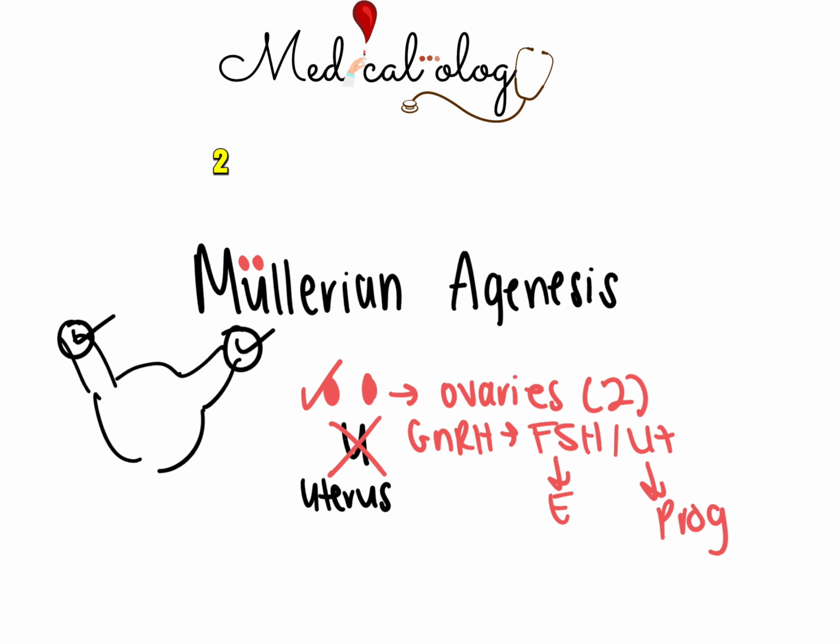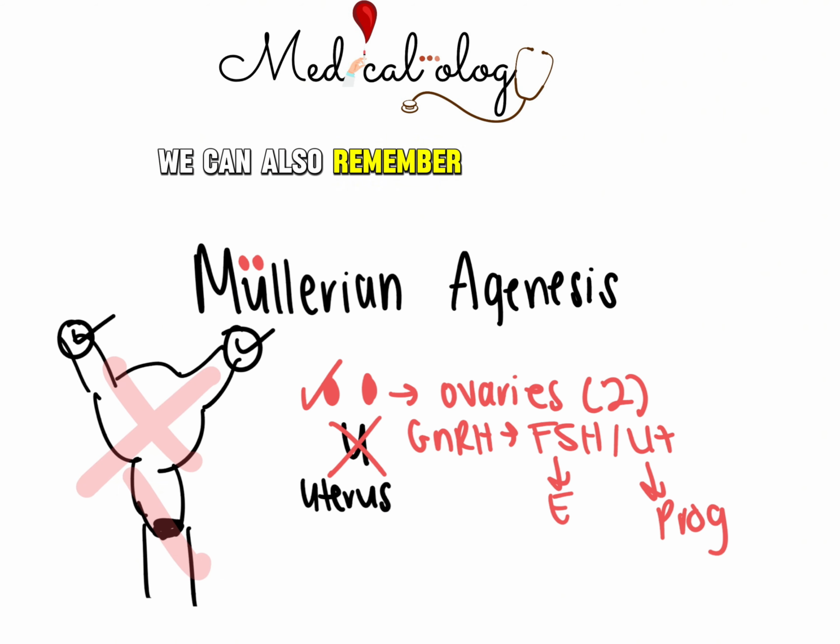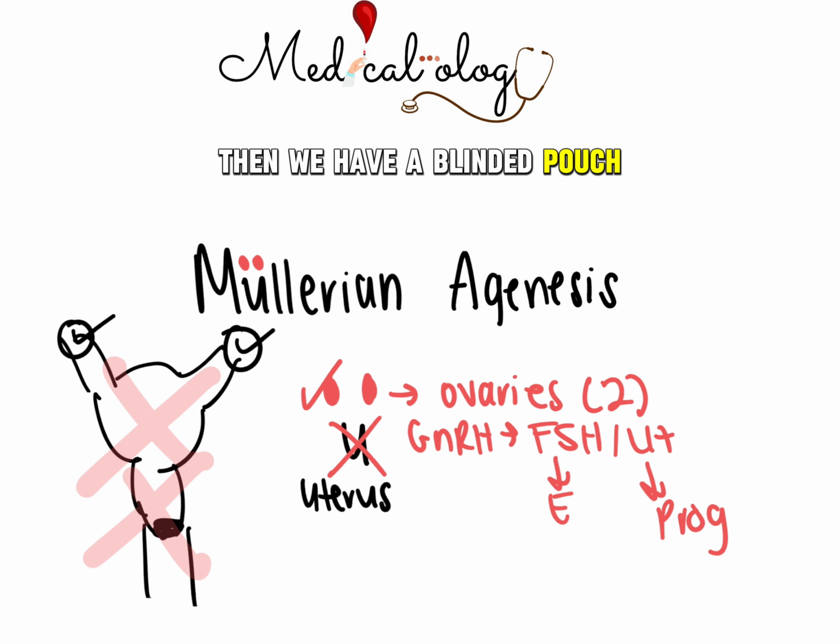Remember, we have 1, 2. And we have our cervix here. And this leads to the vaginal canal. So if we remember that our ovaries are functional, but the uterus is not, we can also remember that the cervix is not there as well. If that's absent, then we have a blind pouch.